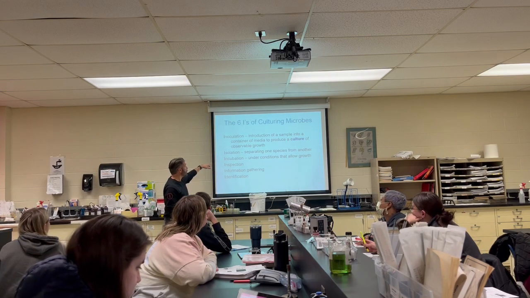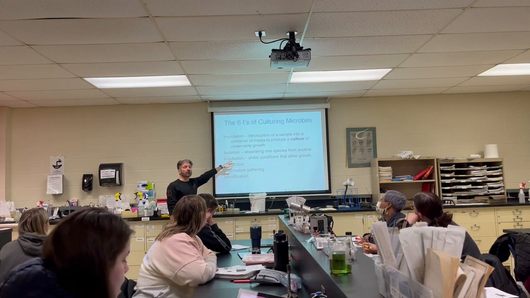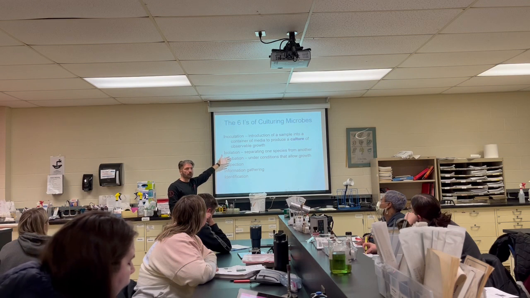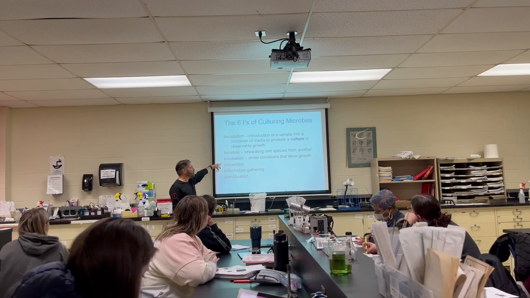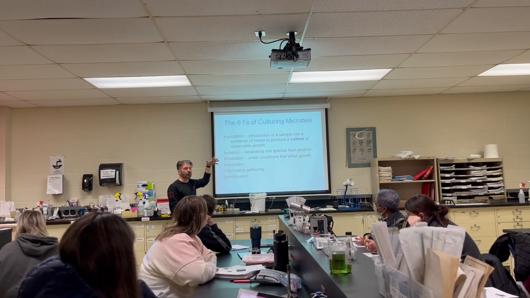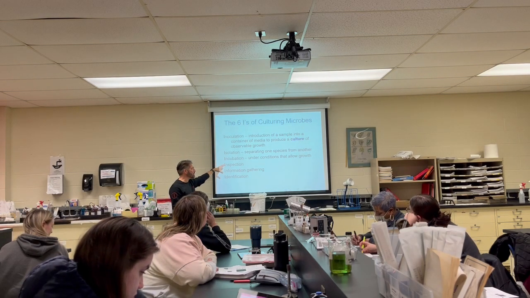Okay? Then I want to isolate it. I separate one species from another. We're going to do that with a streak plate. We'll go over a streak plate later. That's a talent you guys are going to learn. Incubation. We're going to put it in a little womb under conditions that allow growth, about 37 degrees. Make sure it doesn't get too dry, get too hot. Make it nice and comfortable.